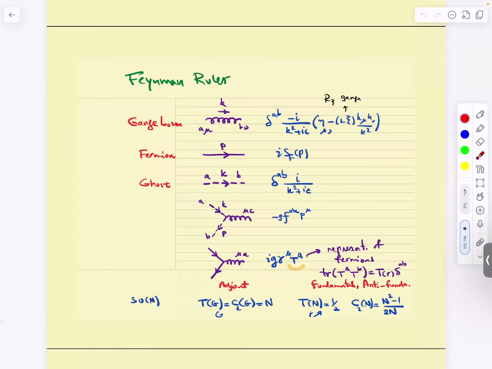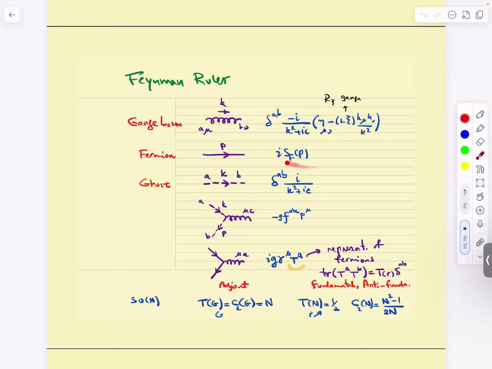The Feynman rules: the propagator for the gauge boson is, of course, diagonal in the gauge indices, in the adjoint indices. So it's minus i over k squared plus i epsilon. It's massless. They have to be massless. And here's the fact that there's no degree of freedom in the direction of the propagation of the gauge boson. So this is coming from the inverse of the kinetic term, and then we're writing everything in the R_ξ gauge. So there's 1 minus ξ here.